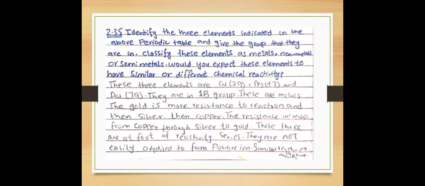So these three elements are copper, silver, and gold. They are in the 1B group. These are metals. Gold is the most resistant to reaction, then silver, then copper. The resistance increases from copper through silver to gold. These three are at the foot of the reactivity series. They are not easily advised to form positive ions.